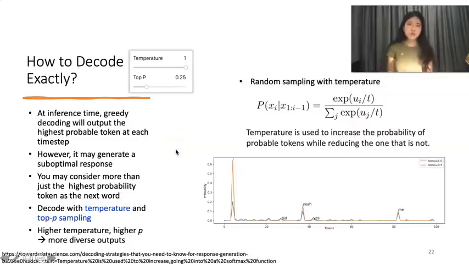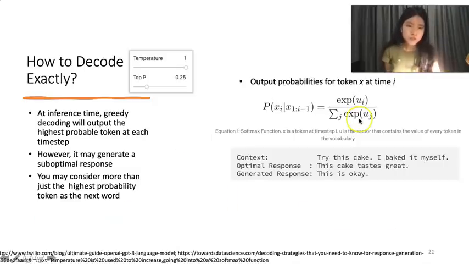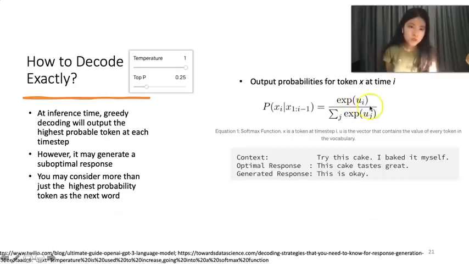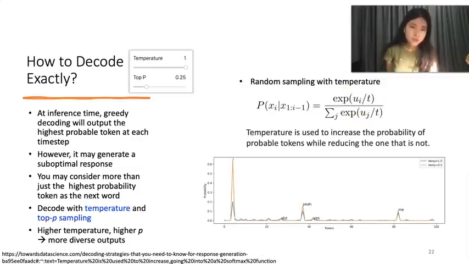Let's talk about temperature. The use of temperature is to increase the number of words that you will be considering for your next word. That's random sampling with temperature. Compared to the original softmax, you just scale the output distribution by dividing each token's score by T, the temperature. So the temperature is used to increase the probability of probable tokens while reducing the ones that are not.